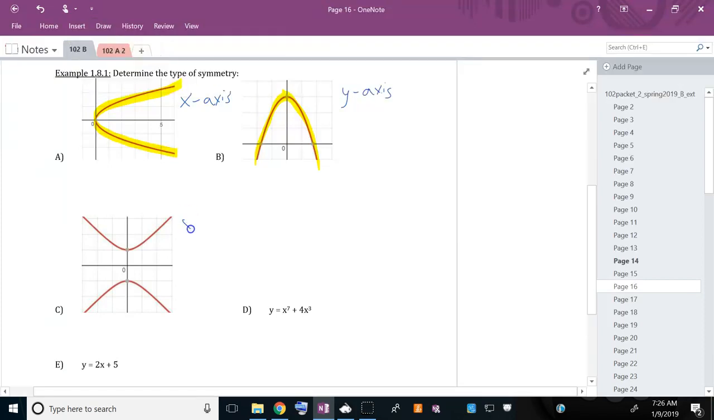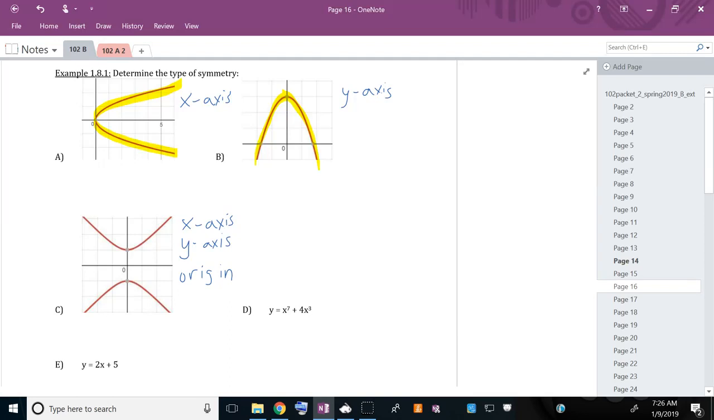Now here, if you fold on the x-axis of that, the two sides will overlap. But if I fold on the y-axis, they will also overlap. And if you turn it upside down, it looks the same. So that means this has all three types of symmetry: x-axis, y-axis, and origin symmetry.